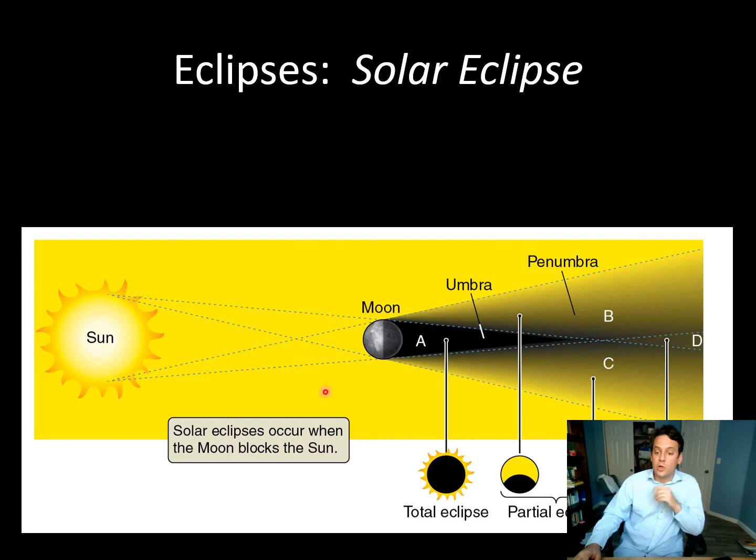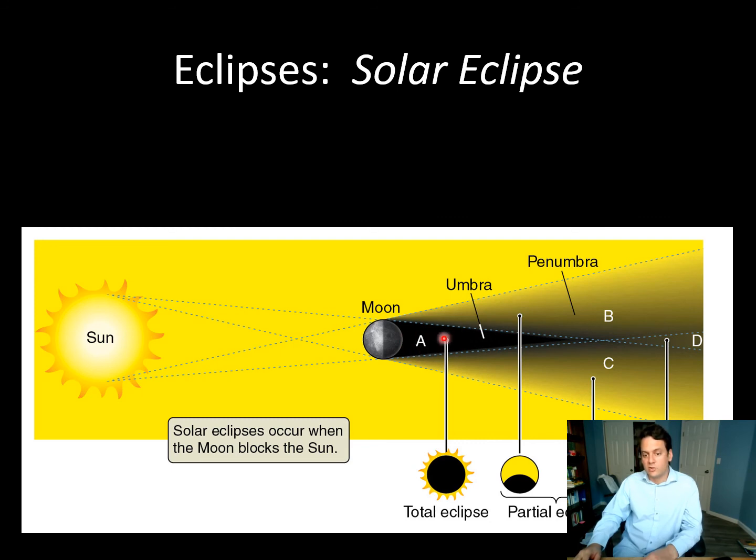And so a couple of terms here associated with the shadow cast by the moon. The umbra is the region of space in which there is complete shadow. Okay, so it's the part where the moon is blocking all of the sun's rays.